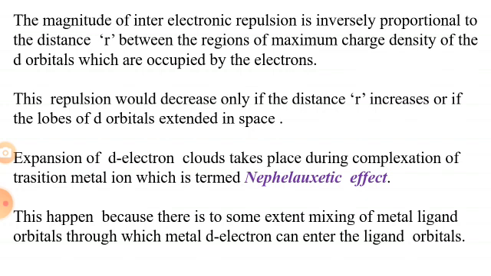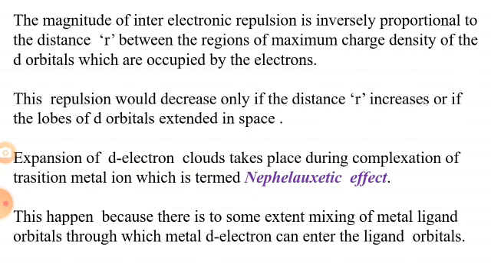So expansion of d electron clouds takes place during complexation. When a single gaseous metal ion combines with ligands and forms a molecule, expansion of the cloud or orbital takes place during that complexation process in the transition metal ion, which is termed the Nephelauxetic effect.